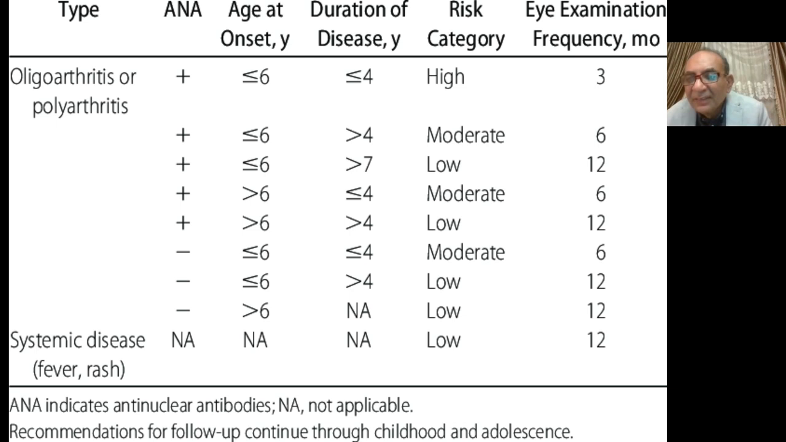If a child with oligoarticular type, or polyarticular type with rheumatoid factor negative, or the psoriatic type, or the undifferentiated comes to you with ANA positivity, or the diagnosis was made before the age of 7 and the duration of the disease is less than 4 years, you have to refer for follow-up every 3 months. But for the other types, the polyarticular rheumatoid factor positive and the other types of juvenile idiopathic arthritis, the follow-up for their eyes is every 6 to 12 months. This is, I think, the guidelines.